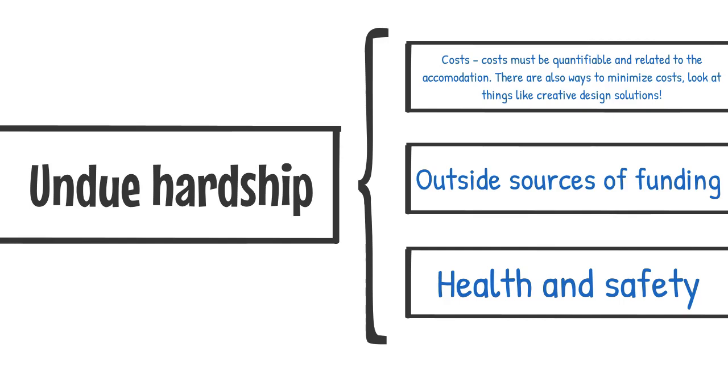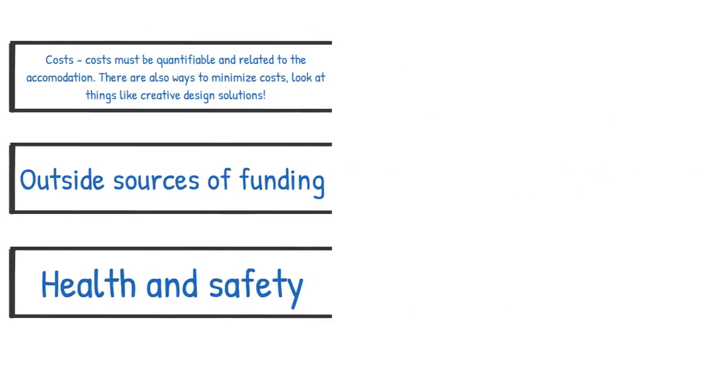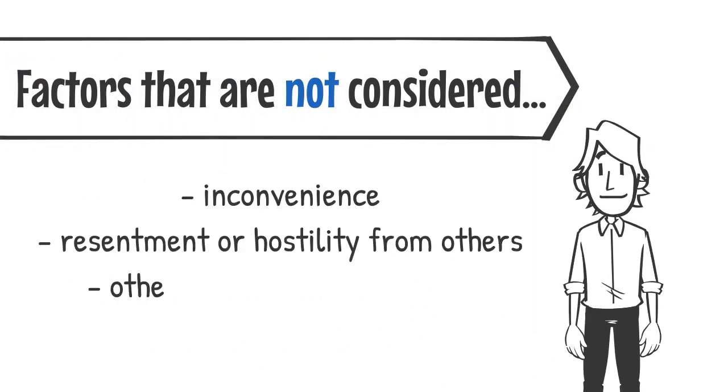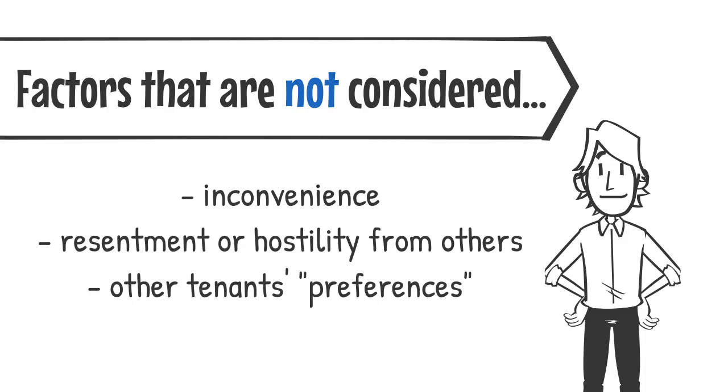The factors considered when determining undue hardship include costs. Costs must be quantifiable and related to the accommodation. There are also ways to minimize costs. Look at things like creative design solutions, outside sources of funding, and health and safety. Factors that are not considered include inconvenience, resentment or hostility from others, and other tenants' preferences.